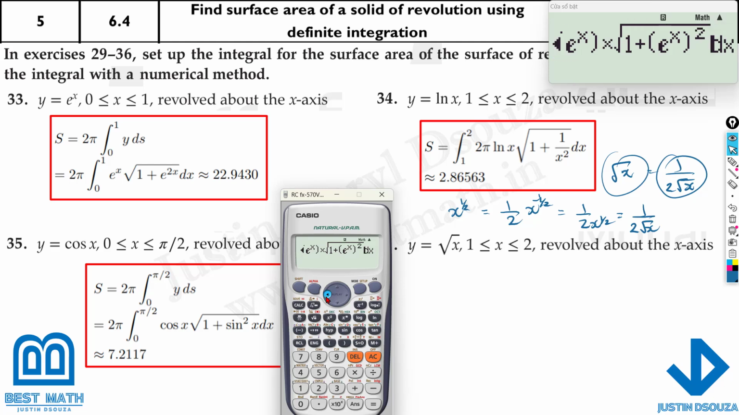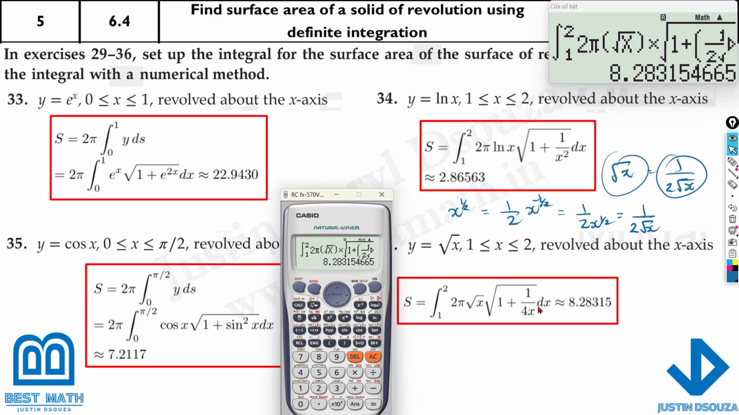So what we do is here, this entire term needs to be written out and squared. So open the bracket, it's 1 divided by 2 square root x, and that's squared. Now what about the original function? It is square root x over here. Square root x. Now don't get confused. This is not the letter x, it's a multiplication symbol. I put multiplied by. So that's the thing. And here we have the limits, that is upper limit is 2 and the lower limit is 1. And here we go. The answer is 8.28315.